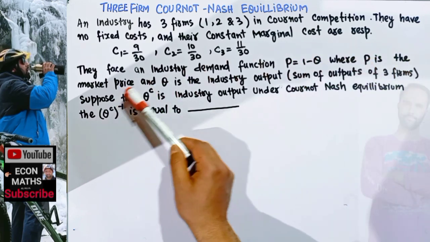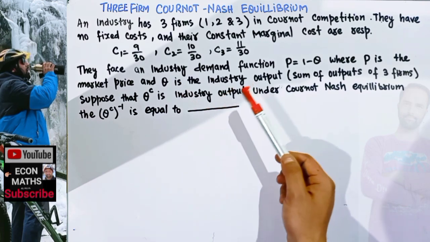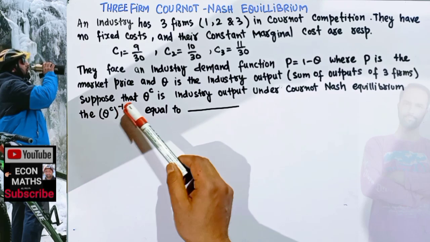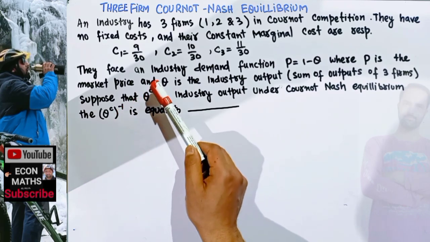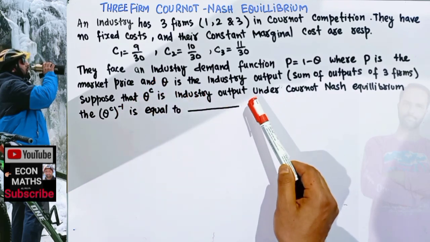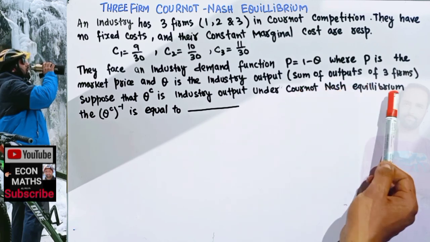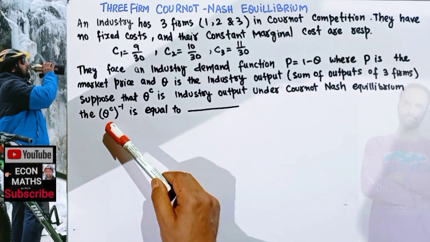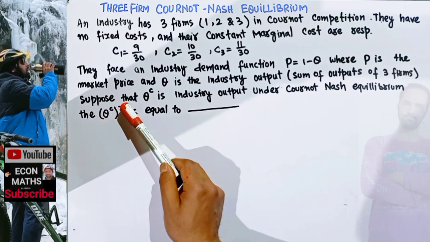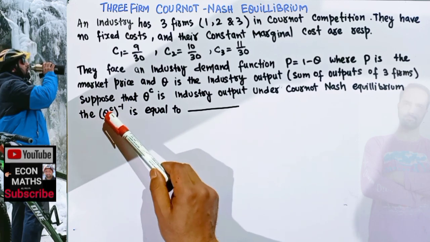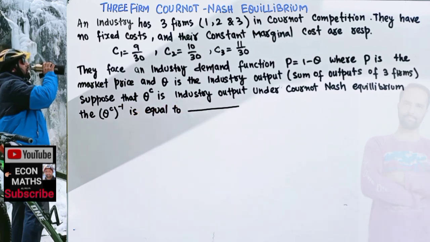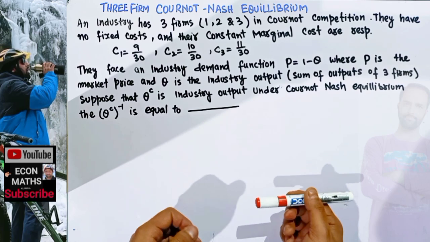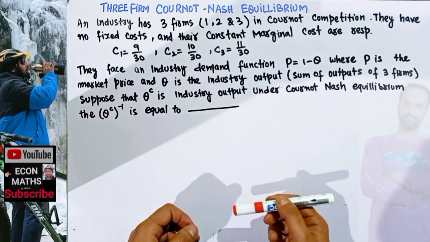where P is the market price and Q is the industry output, that is the sum of outputs of three firms. Suppose that Q subscript C is the industry output under Cournot-Nash equilibrium. We need to find out the value of Q subscript C, its inverse. Since it is a Cournot model, firms will compete in terms of quantities.